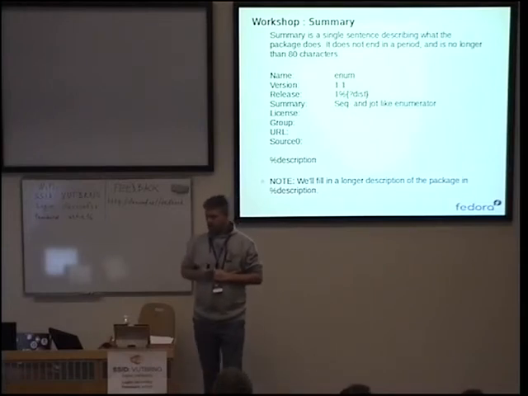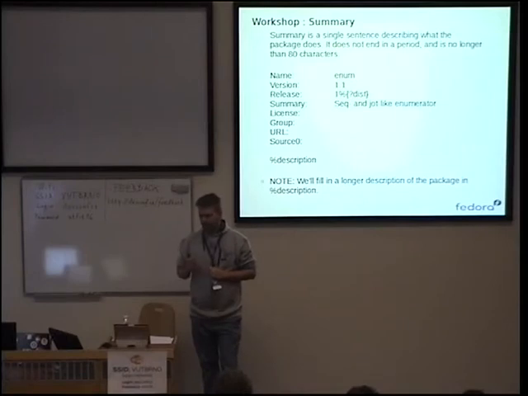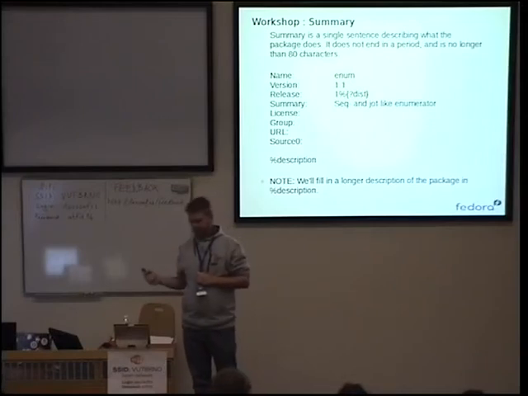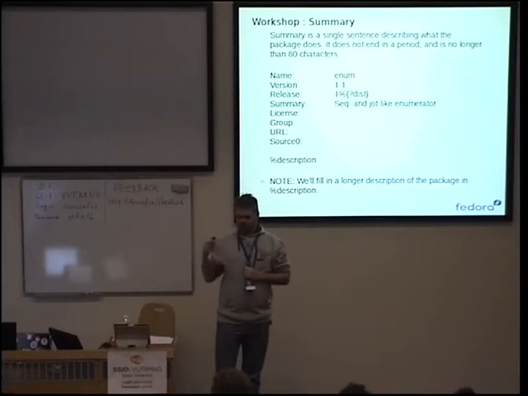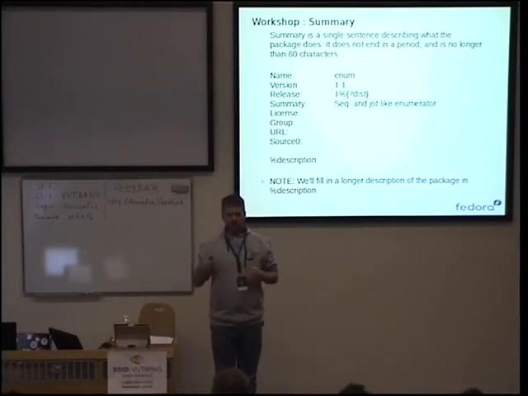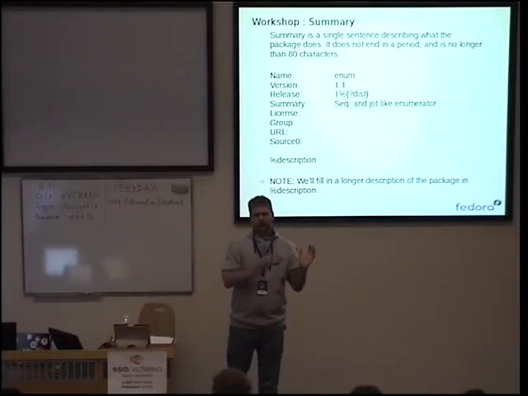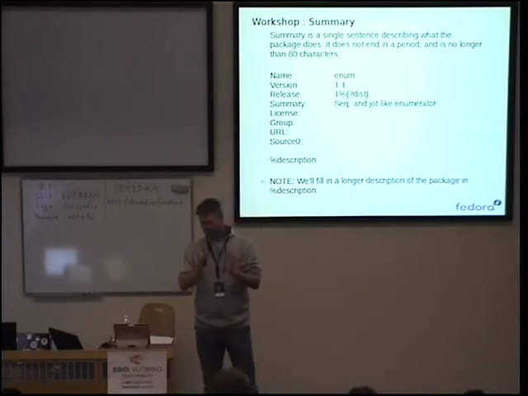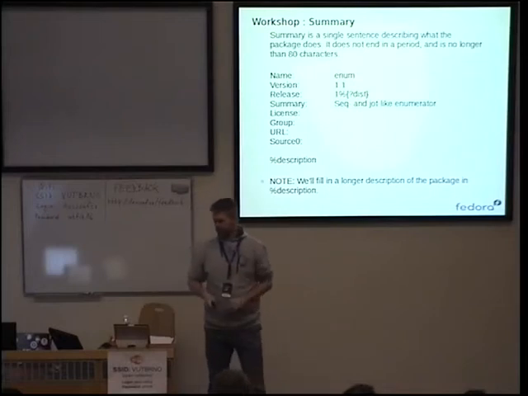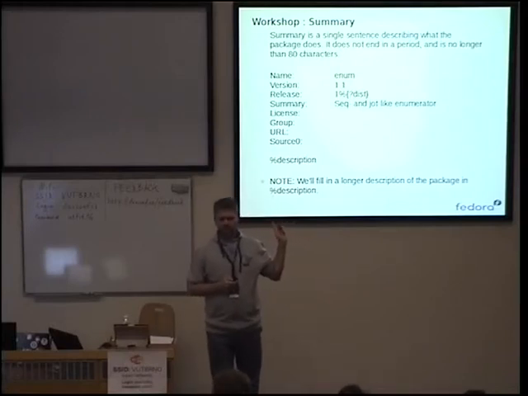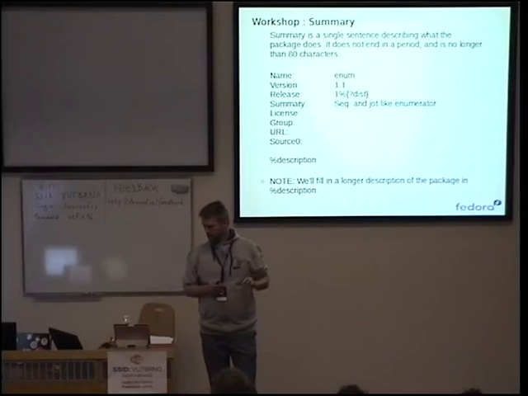Summary. Summary is a single sentence describing what a package does. It should be 80 characters long, maximum, and it should not end with a period. And try to avoid repeating the package name there, like "enum is a package which does something." Just describe the part after "which does", say, "sequence enumerator". We will fill in a more descriptive part in the description a few months later.